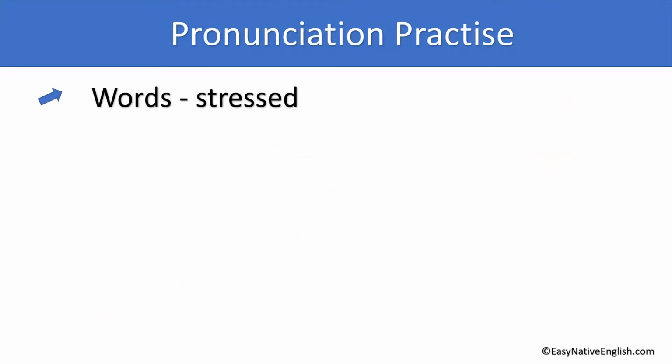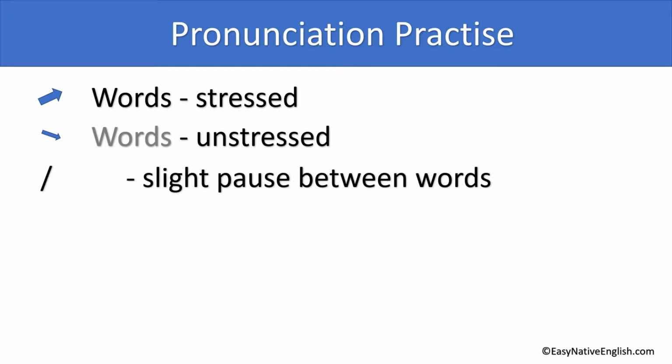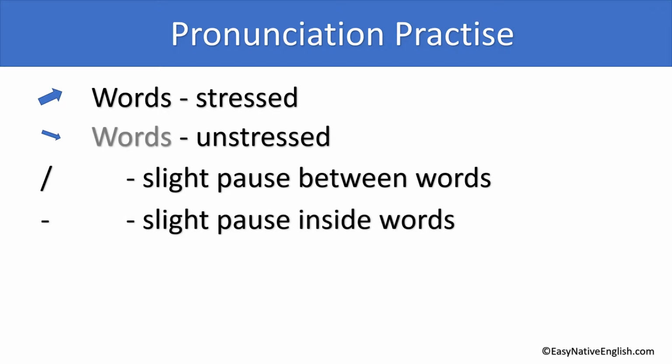The thick arrows with black words are stressed words. The thin arrows with greyed out words are unstressed words. The slash represents a slight pause between words. The dash represents a slight pause inside the words.